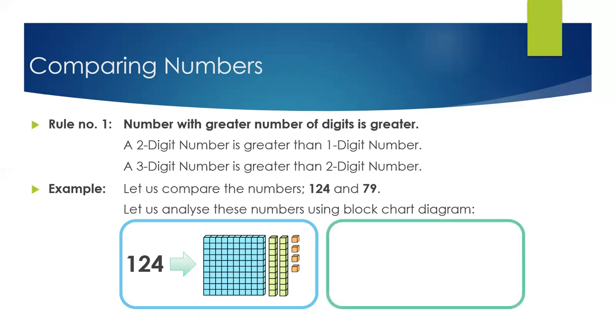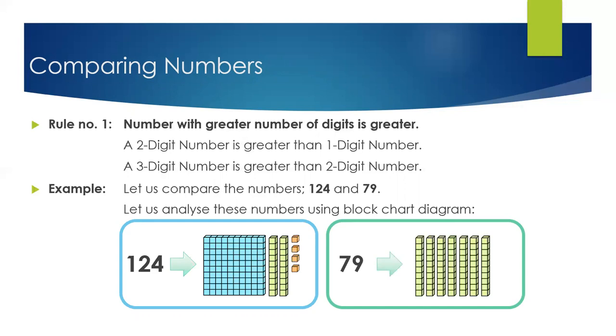Now similarly 71, as 71 comprises two-digit numbers, the digit 7 consists of 7 tens, and the digit 9 comprises 9 ones. Here we can see that the number 124 is greater than 79. This can be said in two ways.